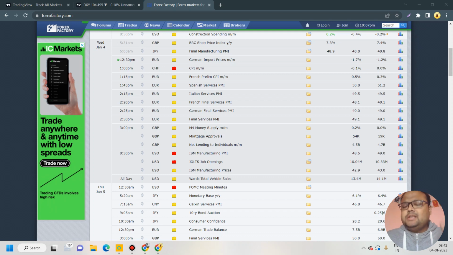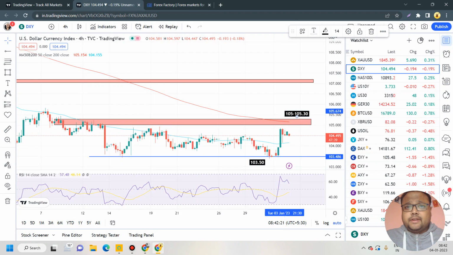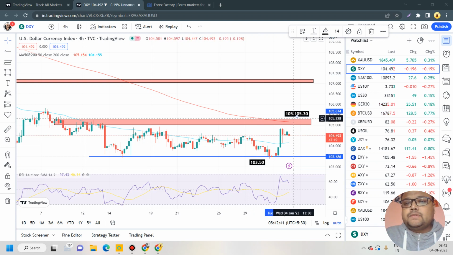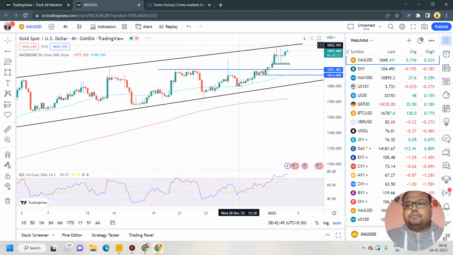So as a result, please be careful during the event. If DXY starts falling, if DXY breaks 103.50, then obviously we will get to see a sharp rise on the chart of gold. And if DXY breaks 105.30, then we will get to see a sharp drop on the chart of gold. So please be careful and trade accordingly.